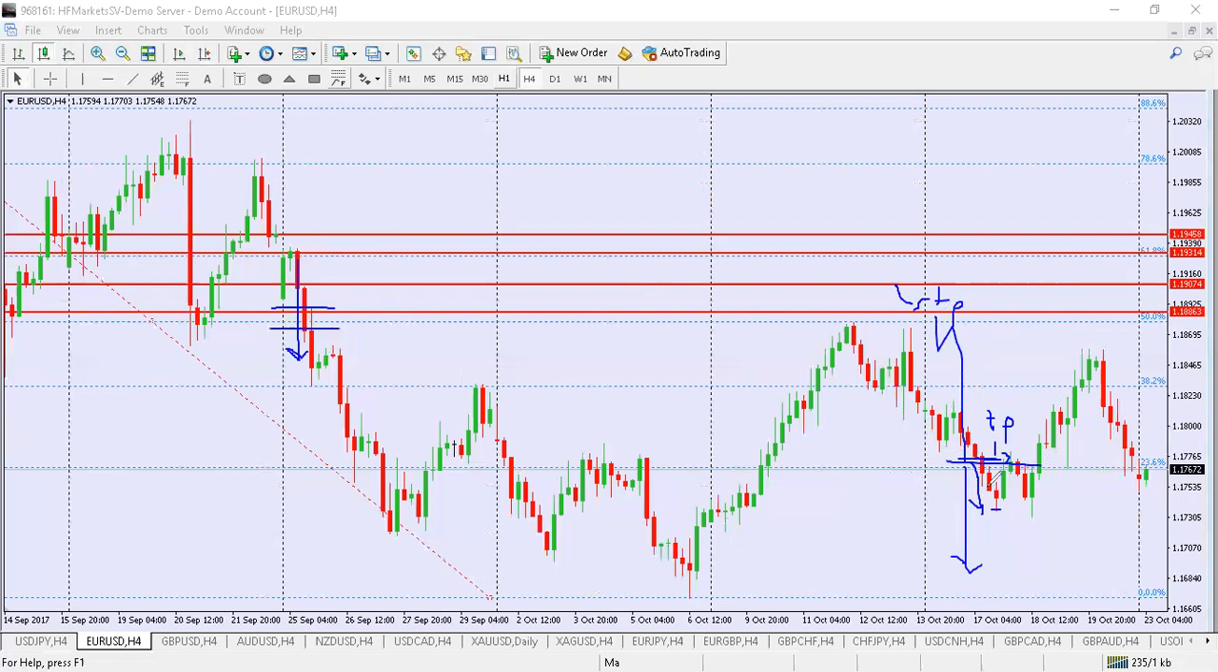Then now push your take profit to somewhere here, downwards. So that even if the market reverses, you are protected. You see that your profit is protected. That's what you should do. But you should not push your take profit here and your stop loss is still hanging somewhere around here. Do you get what I'm trying to say?